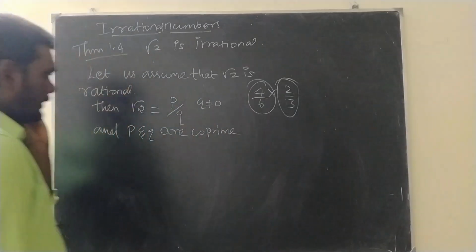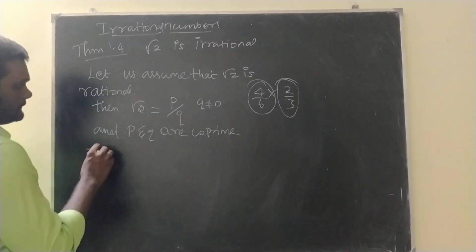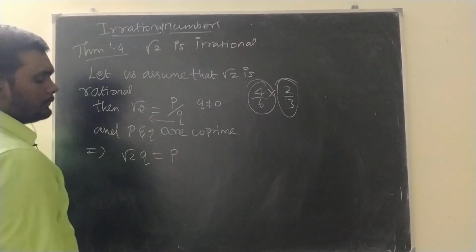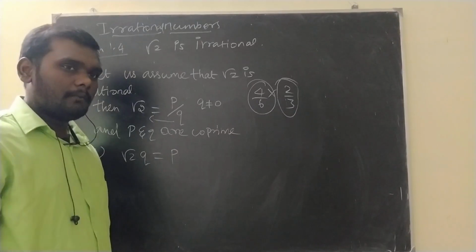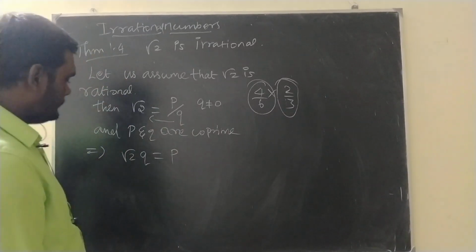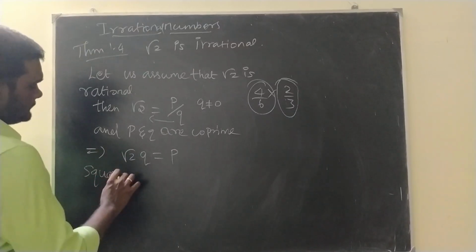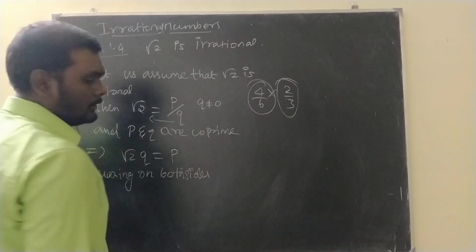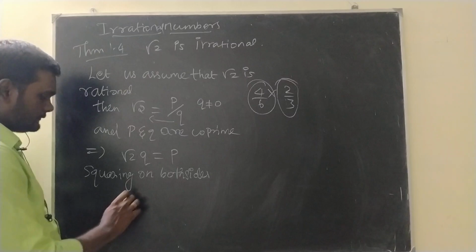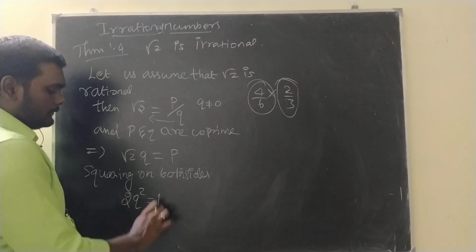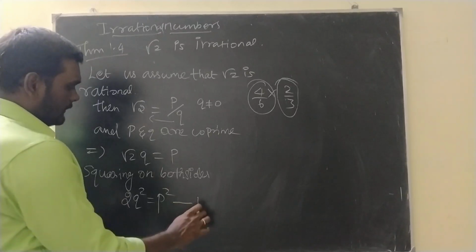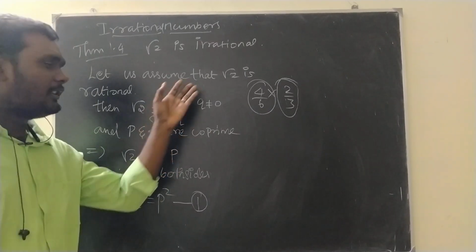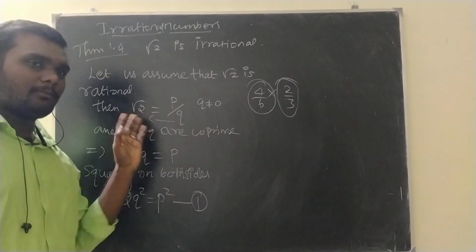And then, if you equate that, just cross multiply. Root 2 into Q is equal to P. After that, square on both sides. What happens when you square on both sides? You will get 2Q square is equal to P square. Mark this as equation 1. Why am I writing it like this? You may think I suddenly wrote that it is rational, and after that cross multiplication.